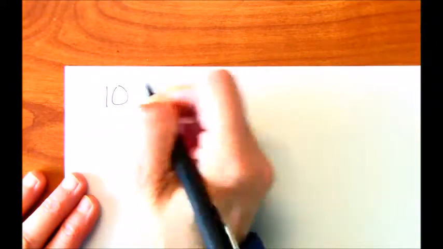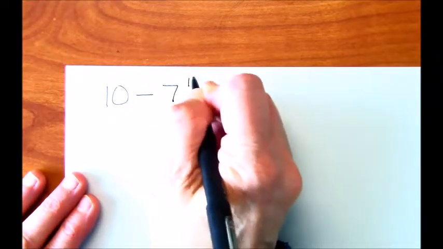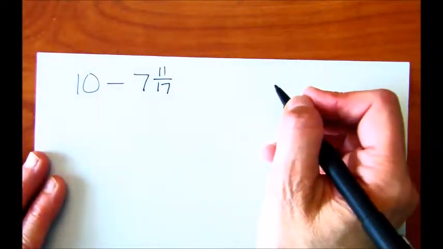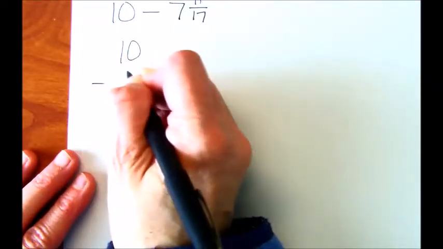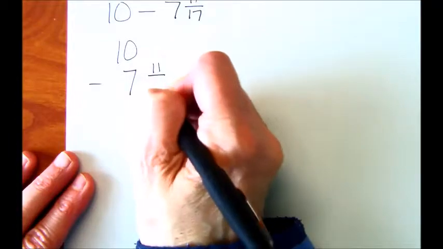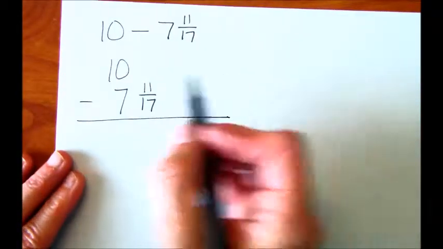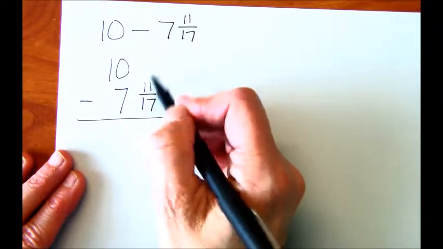Let me do another example, just so we get some more practice. These are a little tricky. Let's say we have 10, and we're going to subtract 7 and 11/17. So I'll go ahead and rewrite that vertically down below. So we're going to have 10 minus 7 and 11/17.